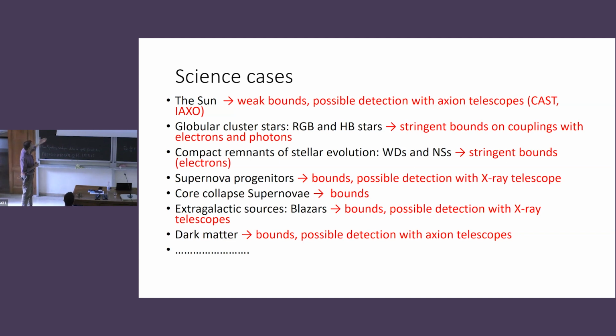Then going to the extragalactic sources, we have to mention the active galactic nuclei, in particular blazars. Also in this case, it could be possible to exploit the conversion of axions or axion-like particles into photons, which is a general property of these particles, searching for anomalies in the X-ray spectra of these objects. And then dark matter, but I won't say anything about that.